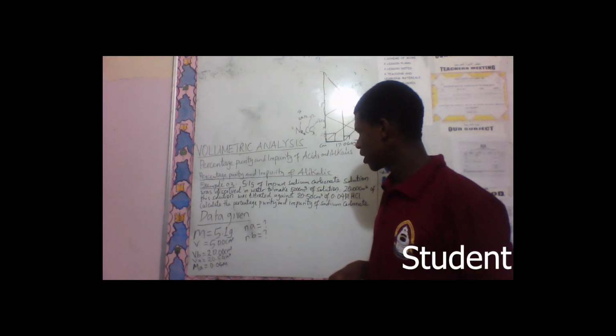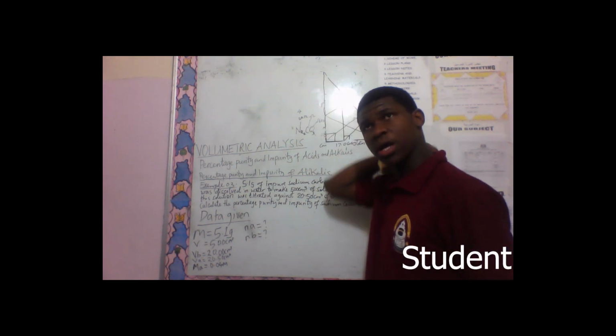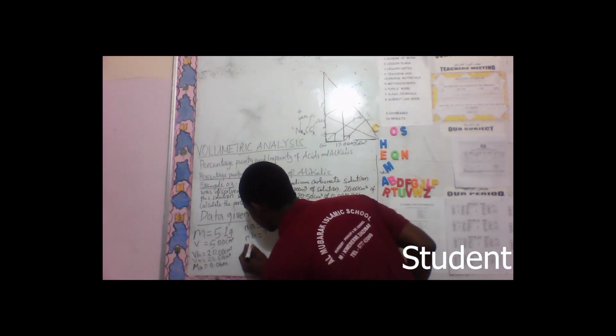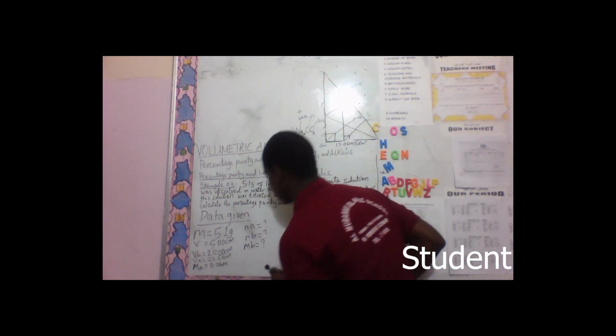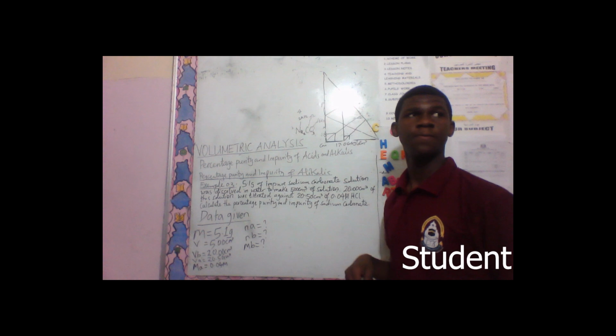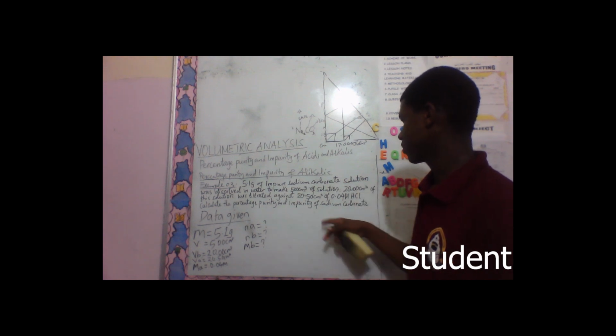I think we can end. Molarity of base. Okay, molarity of base. Where we can get number of acid and number of base. Yes, we can get it through balancing the chemical equation between sodium carbonate, which reacts with hydrochloric acid.